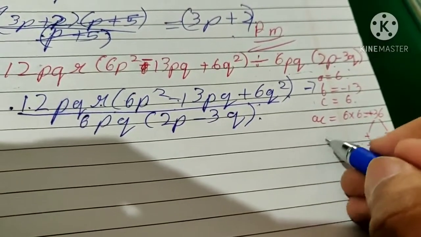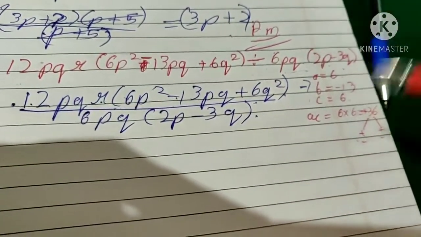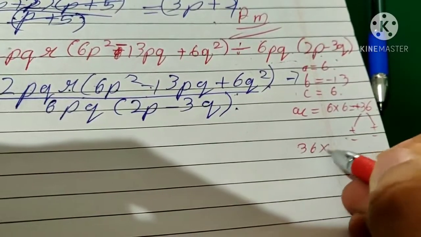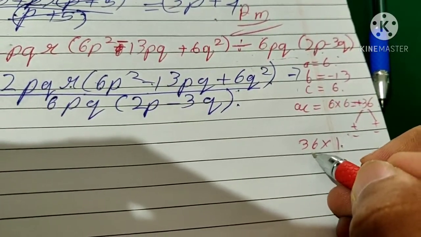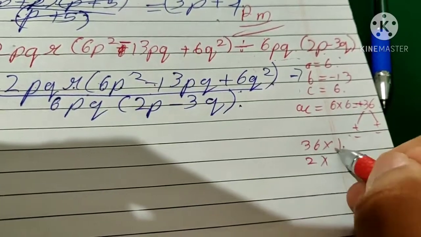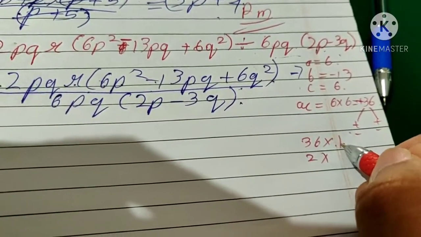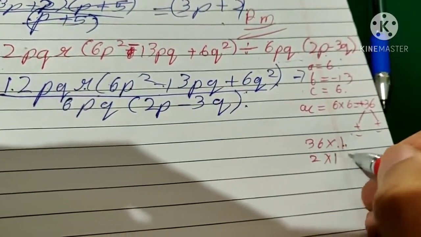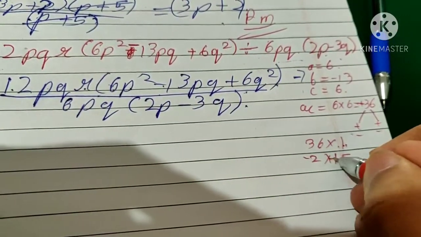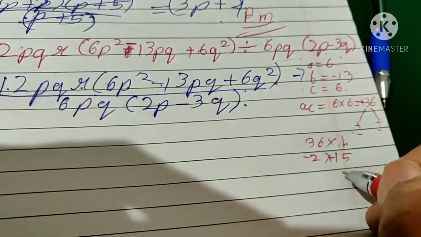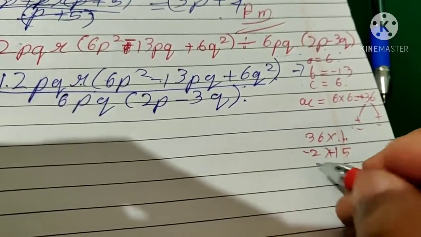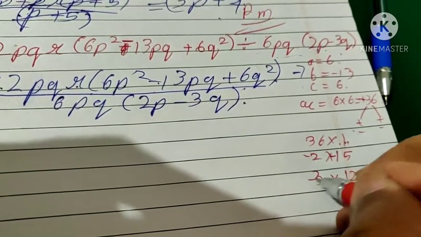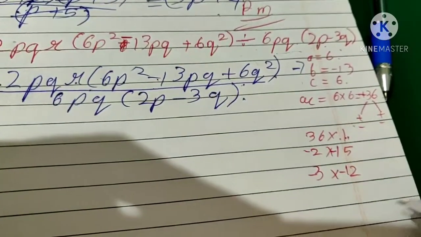Okay, what will be the factors of 36? Factors of 36 will be 36 into 1. Okay, minus 36 minus 1 will be minus 37. This is not the thing we have to get. Minus 2 into minus 18, adding it, we will get minus 20. Not again. 3 into 12. Minus 3 minus 12 we will get minus 15. Not again.